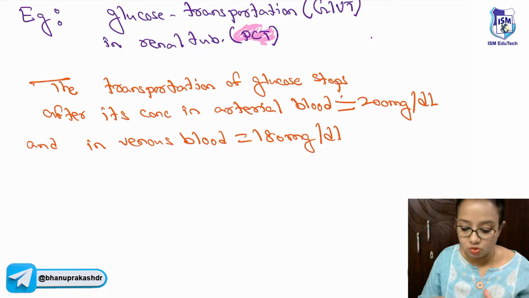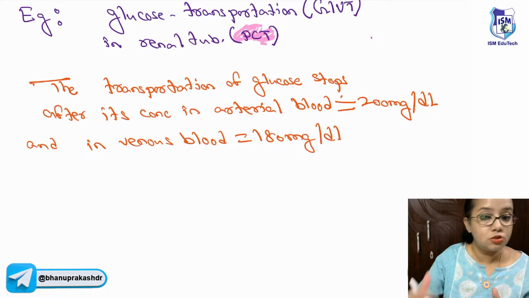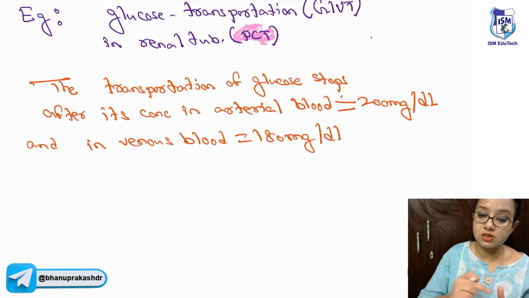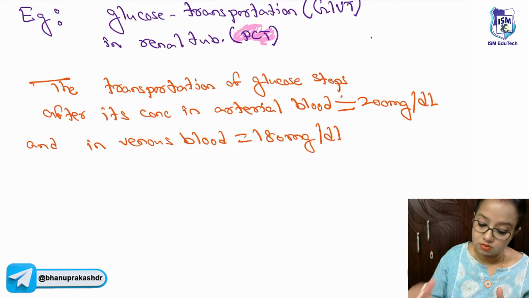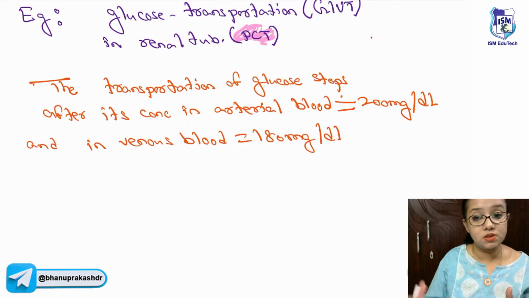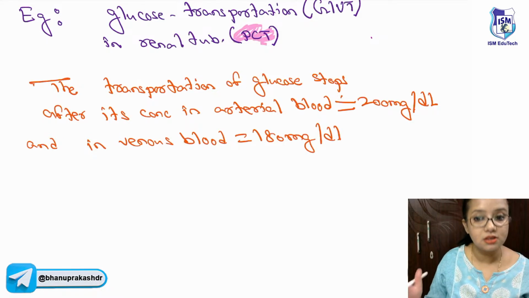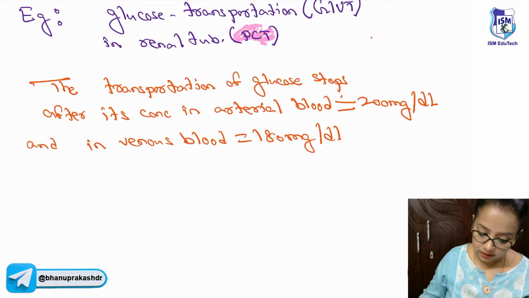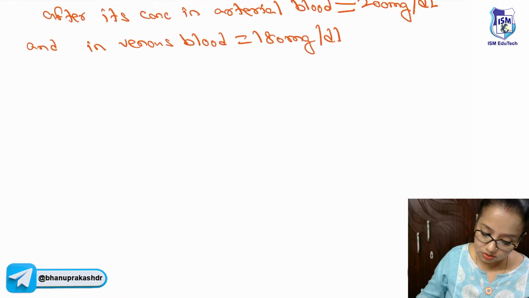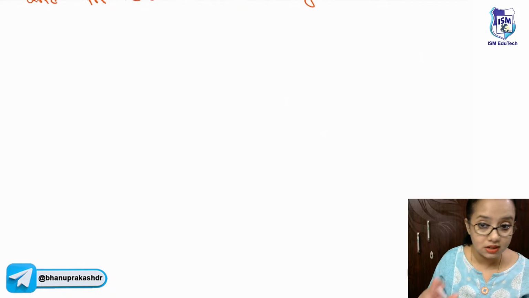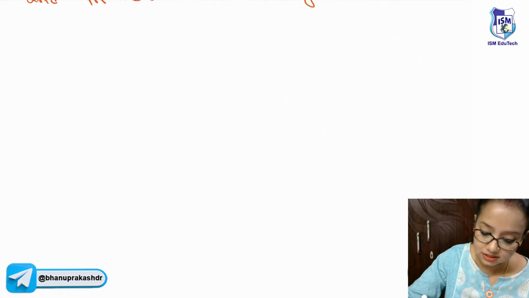So what happens once there is saturation of the glucose transporter? Once the concentration of the glucose in the arterial blood becomes 200 and more, and in venous blood 180 and more, even if there is increase in the glucose in the blood, it never gets transported, rather it starts appearing in the urine. Right? This is what we have studied earlier also. Okay. Now, saturation is the one limiting point for facilitated diffusion.